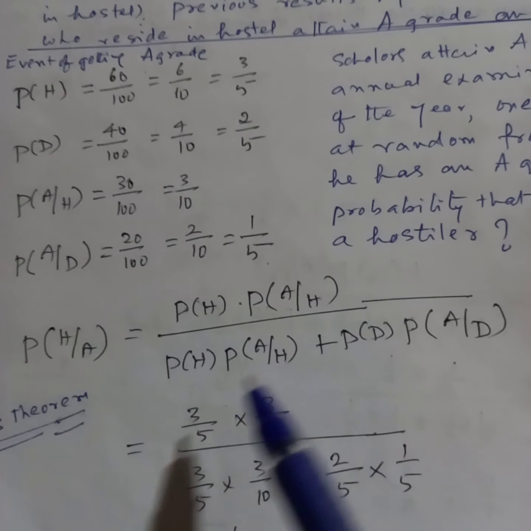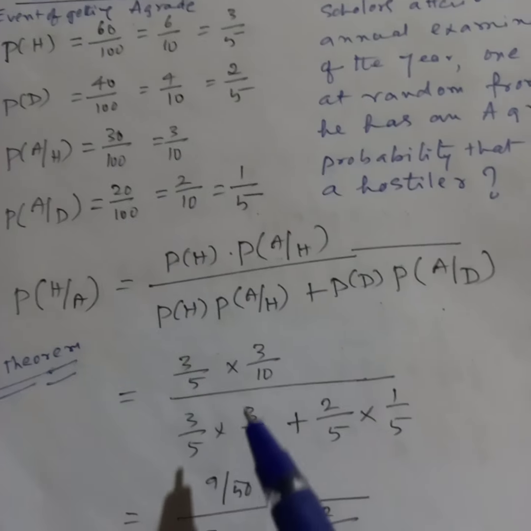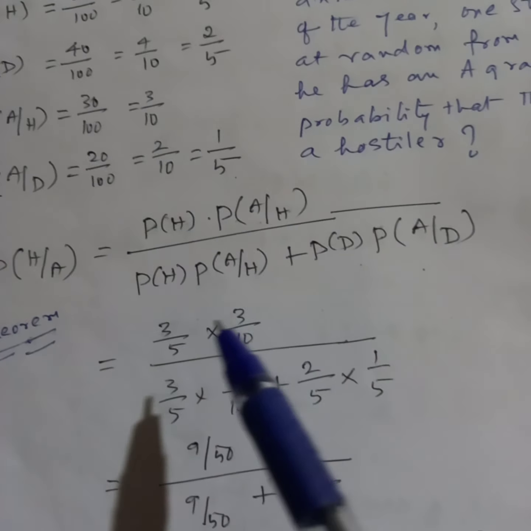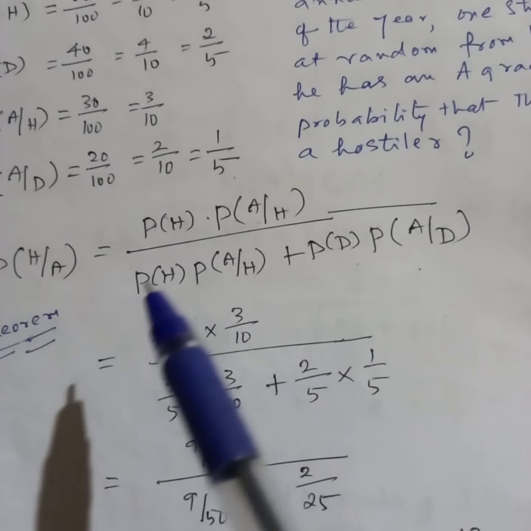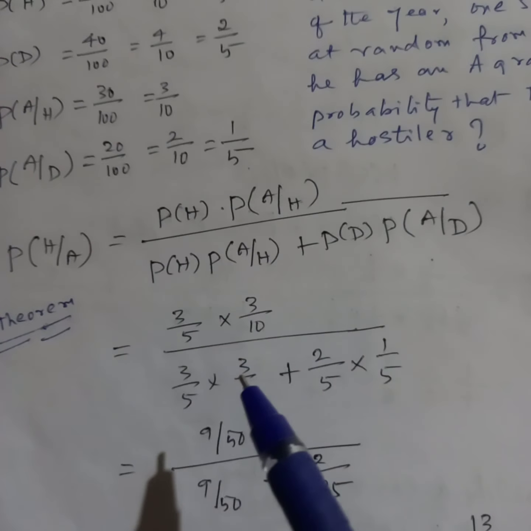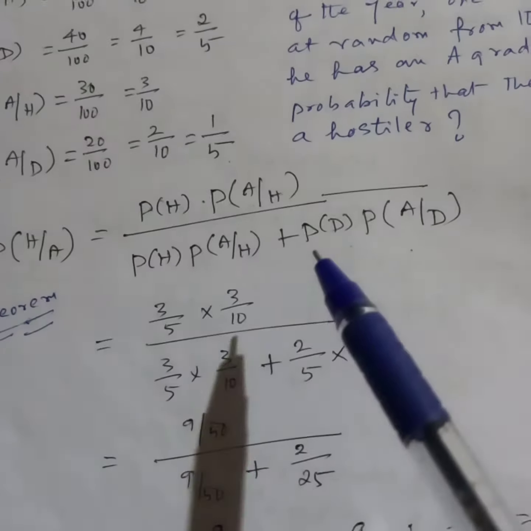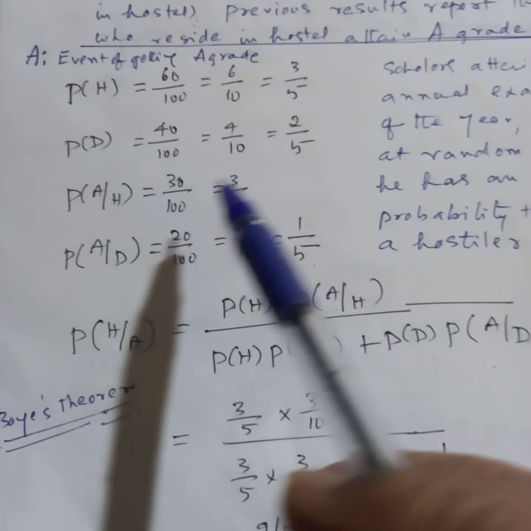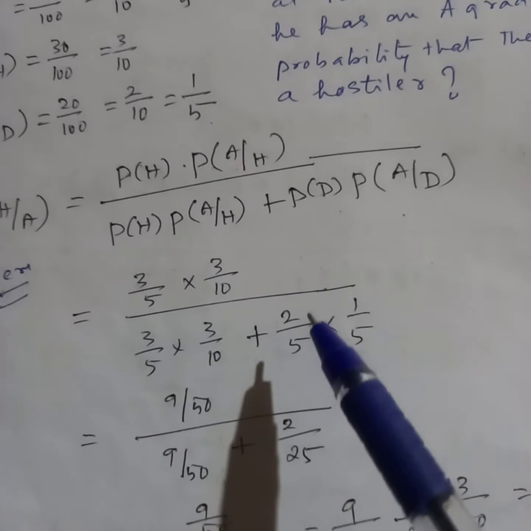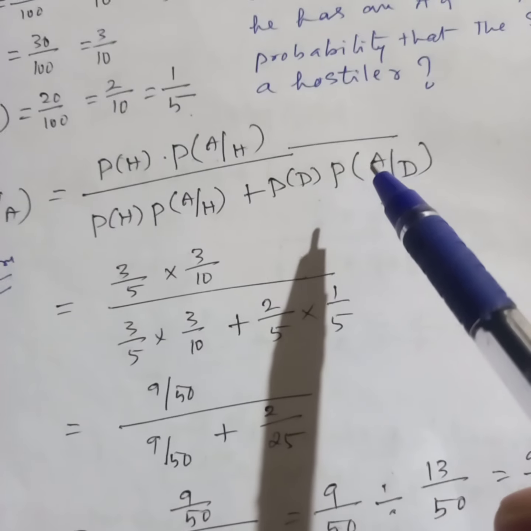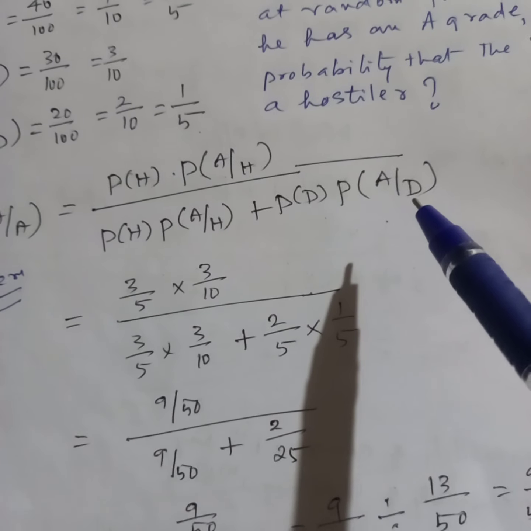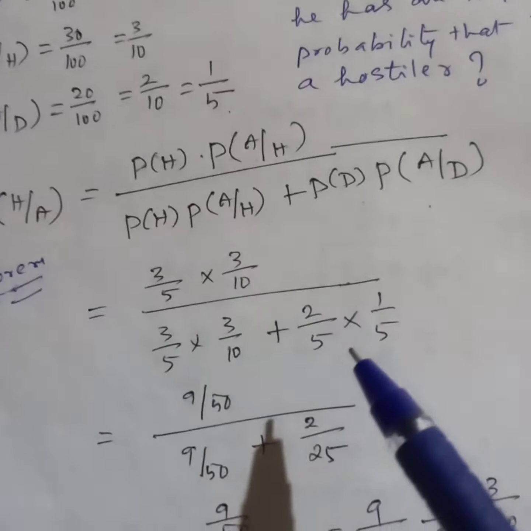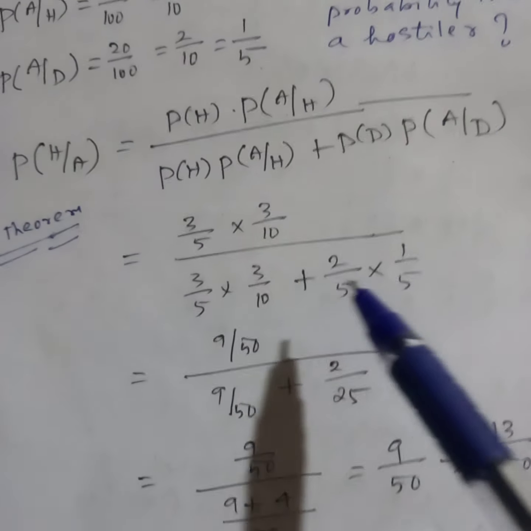That you write here. And below, here in the denominator, the same thing you write. Whatever you have written here, the same thing you write, because these two are same. Plus, now probability of D, how much is that? That is 2 by 5. Look here, you write 2 by 5. Probability of A given that D has already occurred, that is probability A bar D, where is that? It is 1 by 5. So you write all those values, and it is simple.